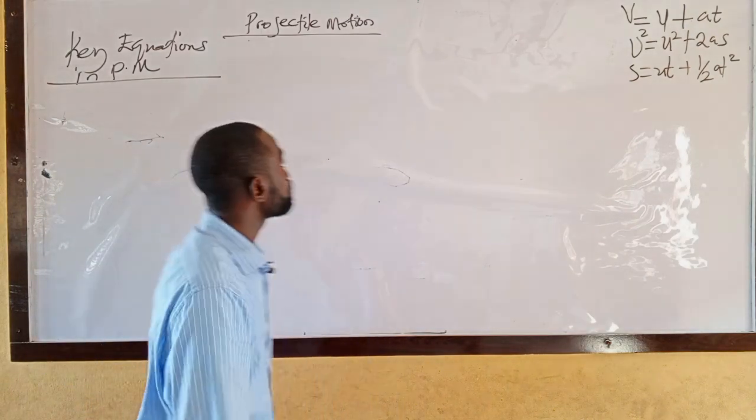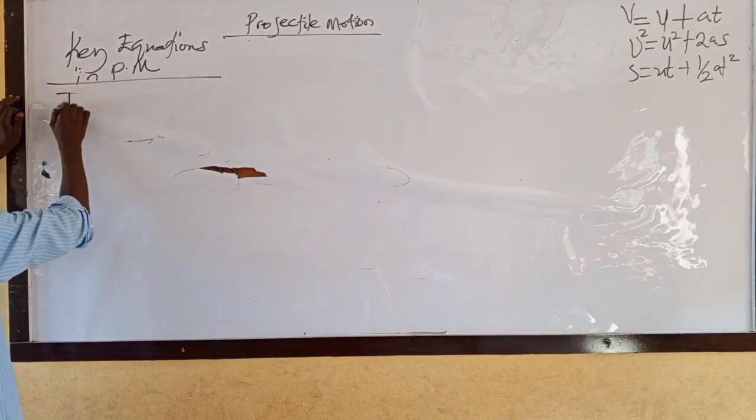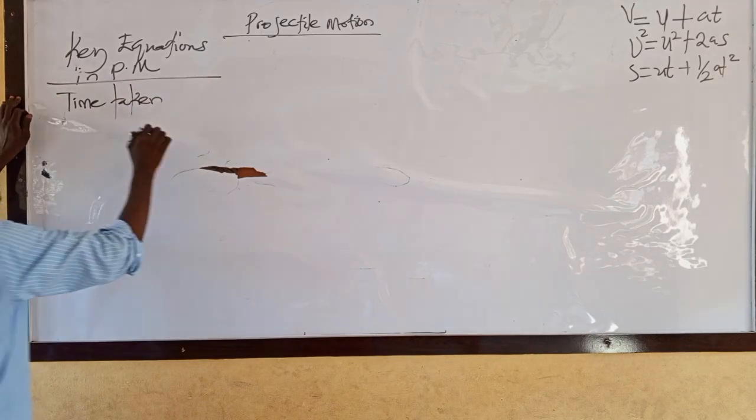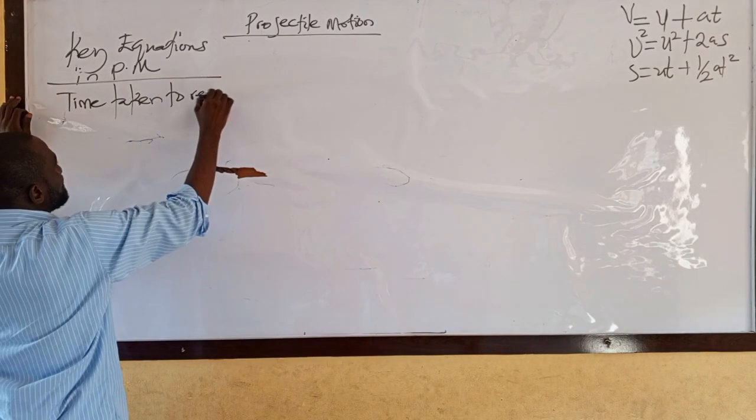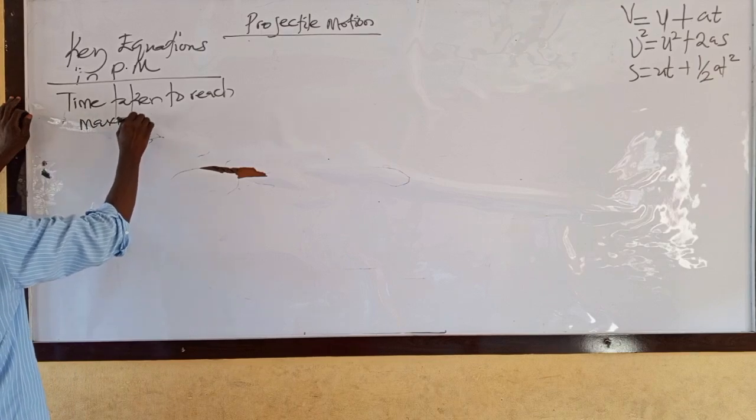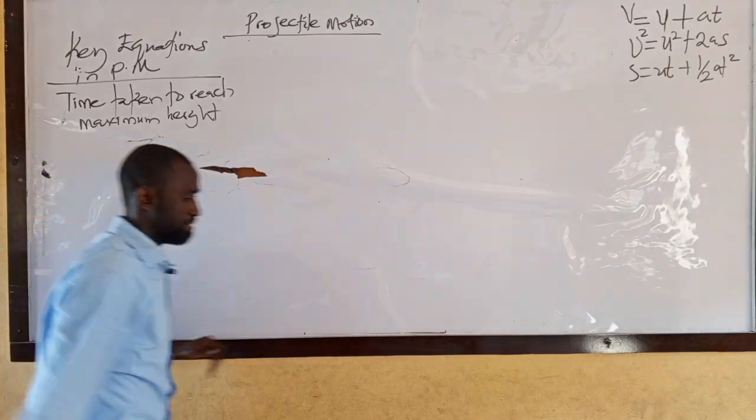So let's go. Now, first one, we have what we call time taken by the projectile to reach the maximum height. Time taken to reach maximum height. So let me bring the shape back. Let me try and bring the shape back. Shape, come back.